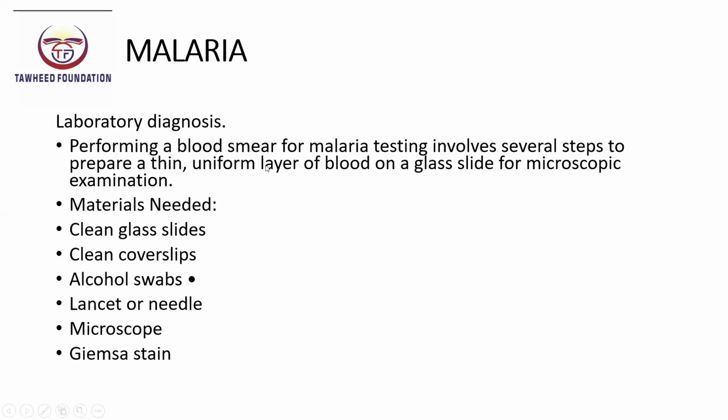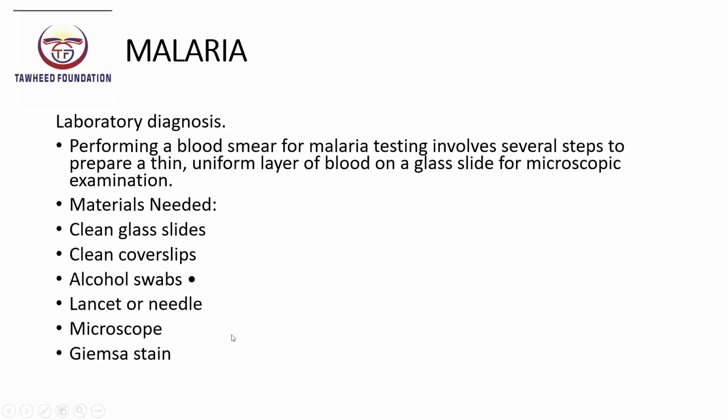Required materials. Successful malaria diagnosis begins with gathering the necessary materials. Clean glass slides are used to prepare the blood smear that serves as the specimen for microscopic examination. Clean cover slips, though not always required for blood smears, are sometimes used in related blood testing procedures. Alcohol swabs are used to disinfect the patient's finger before blood collection to maintain aseptic conditions and prevent infection. A lancet or needle is used to puncture the patient's fingertip gently to obtain a drop of blood.